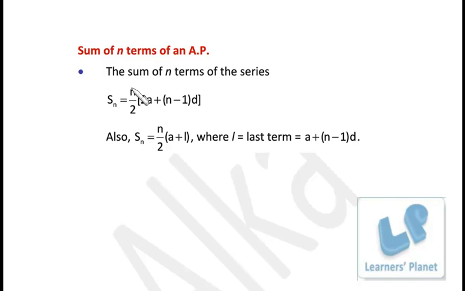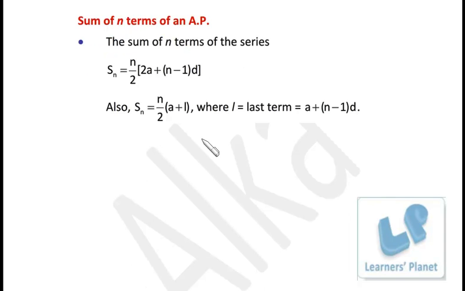Now we see the sum of n terms of an AP. The sum of n terms of the series is given by Sn is equal to n by 2 times (2a plus (n minus 1)d), or n by 2 times (a plus l), where l is the last term. Here a is the first term, d is the common difference, and n is the number of terms, right?